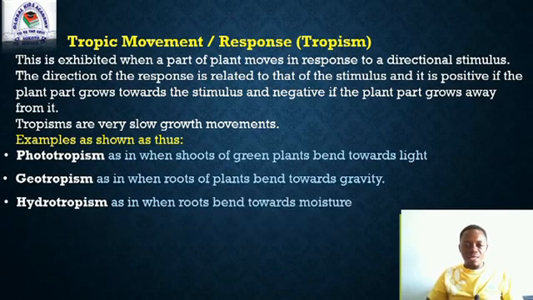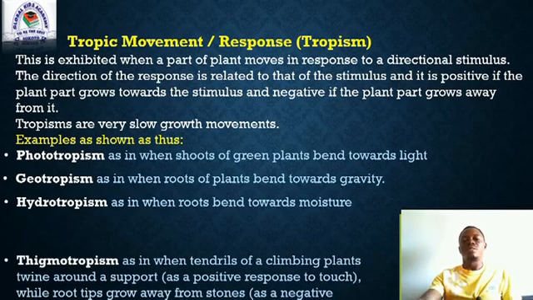Then the next example is hydrotropism. The hydro there is water. Hydrotropism, the response of part of a plant towards moisture, towards water content. So when roots bend towards moisture, it's an example of hydrotropism.